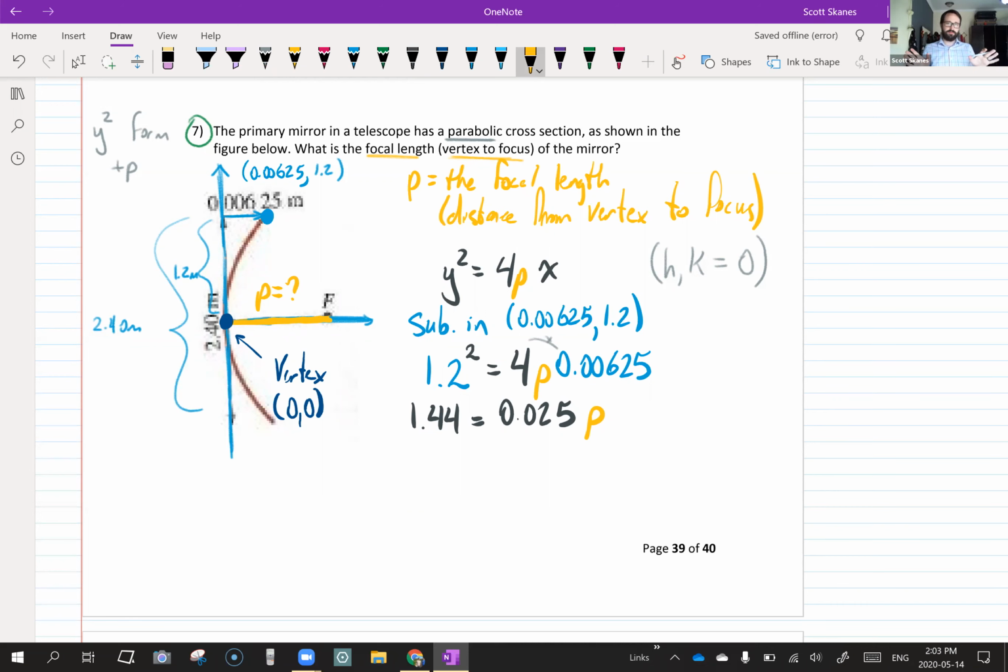There's many ways to simplify this. That's just one way. And then I can just divide both sides by this to give p. 1.44 divided by that is 57.6. So the answer is 57.6 meters. That's the focal length. That's the difference between the vertex and the focus.